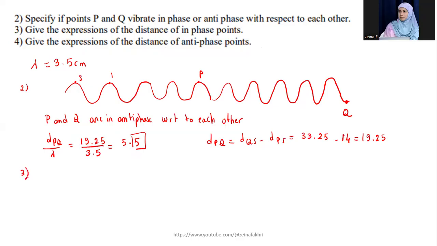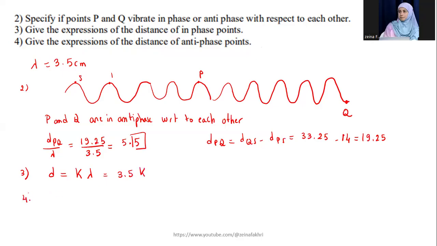So now part 3. Give the expressions of the distance of points in phase. When we say expression, this means we don't have to do any calculation. So when we have 2 points in phase, we know that the distance between the 2 points is equal to k integer multiplied by lambda, which means that it's equal to 3.5 k.